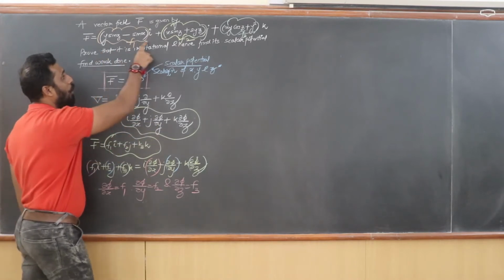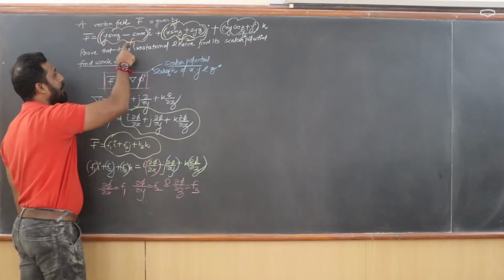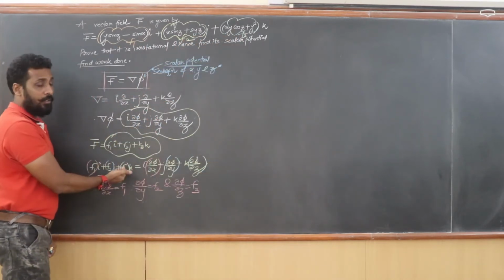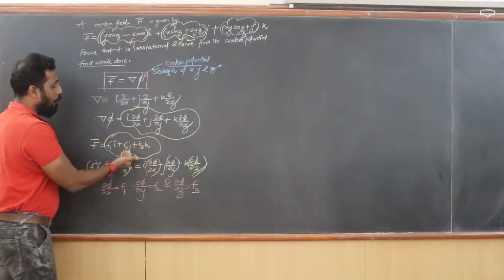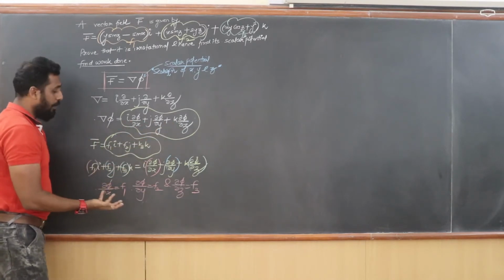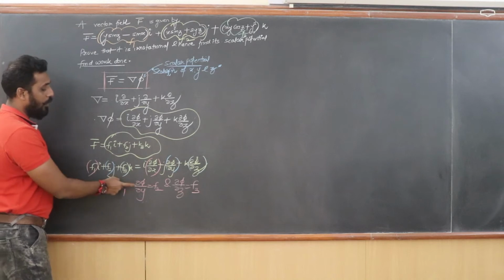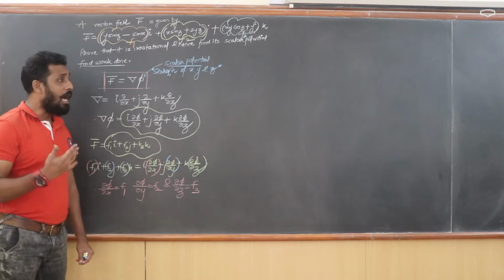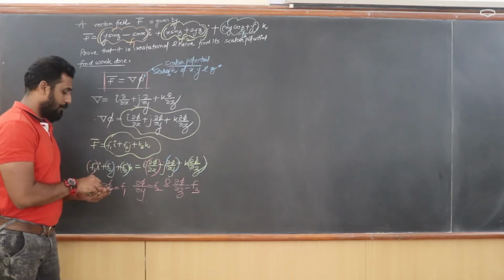Then F bar, I already know what the function is given to me. I have written it as f1 i plus f2 j plus f3 k, and I have simply equated the two vectors. The components of i, the component of j, the component of k are simply equated. So I've got ∂phi/∂x as f1, ∂phi/∂y as f2, ∂phi/∂z as f3. Now the real process starts.